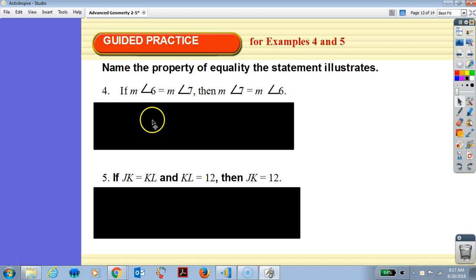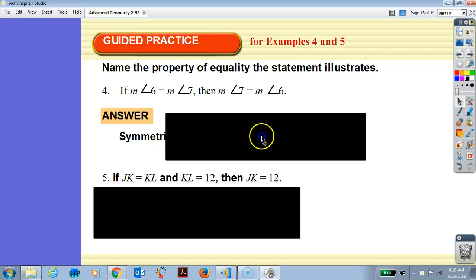Name the property of equality the statement illustrates. Okay, so if the measure of angle 6 equals the measure of angle 7, then the measure of angle 7 equals the measure of angle 6. So this is like if A equals B, then B equals A. Which property is that you copied down for your warm-up? When you can flip-flop it. We used this one earlier in this lesson. Remember when we were solving for B, and I wanted it on the left side instead of the right side, and I just flip-flopped it, and I called it what?